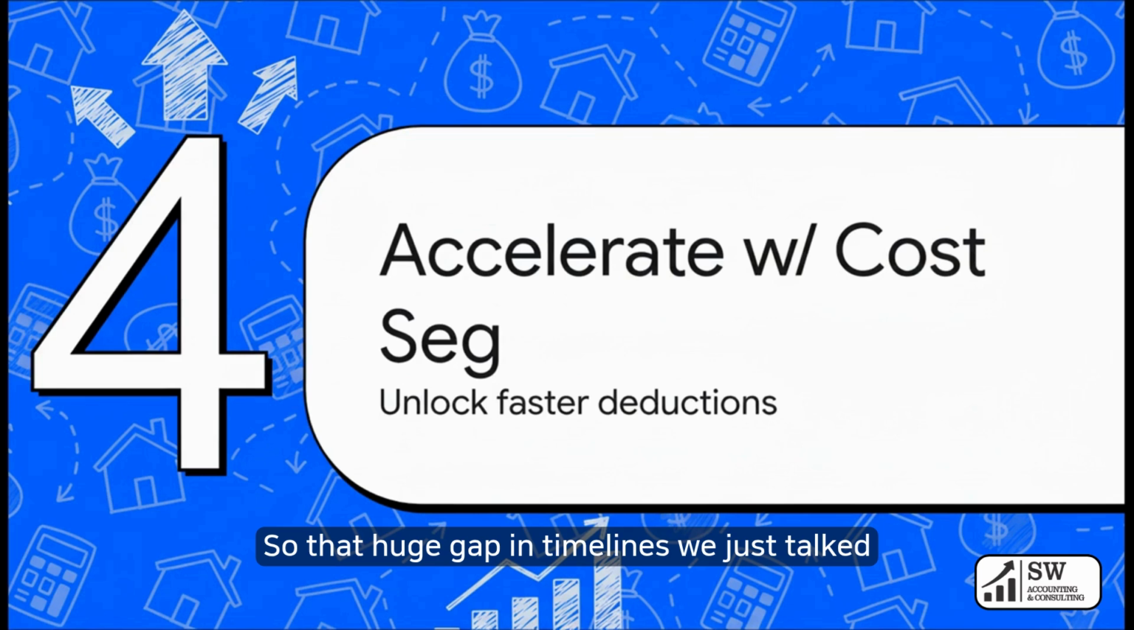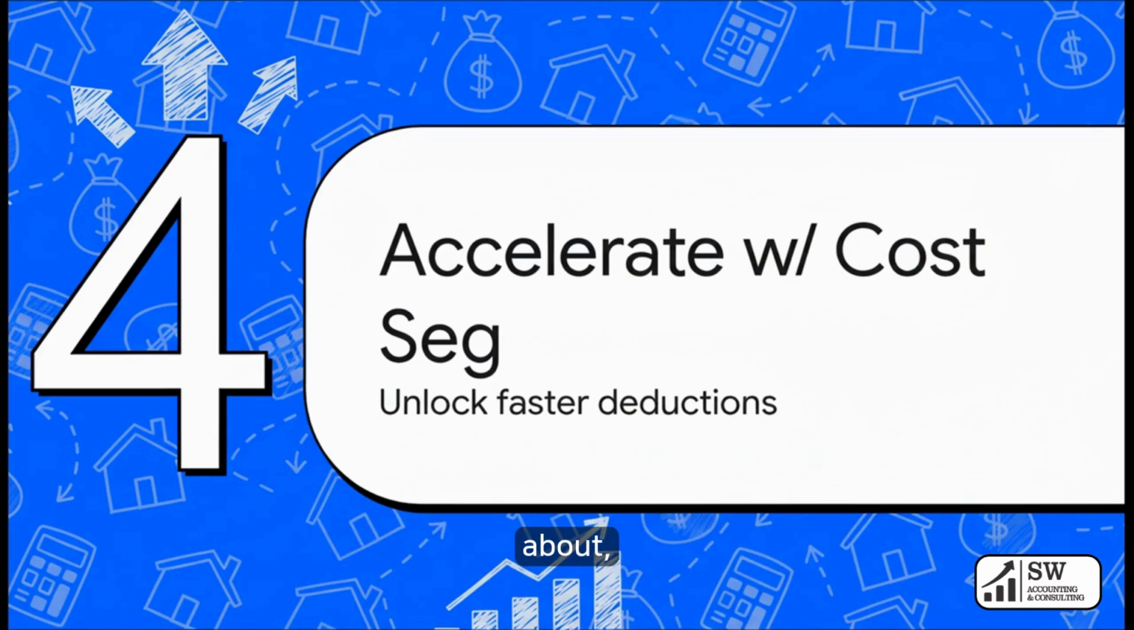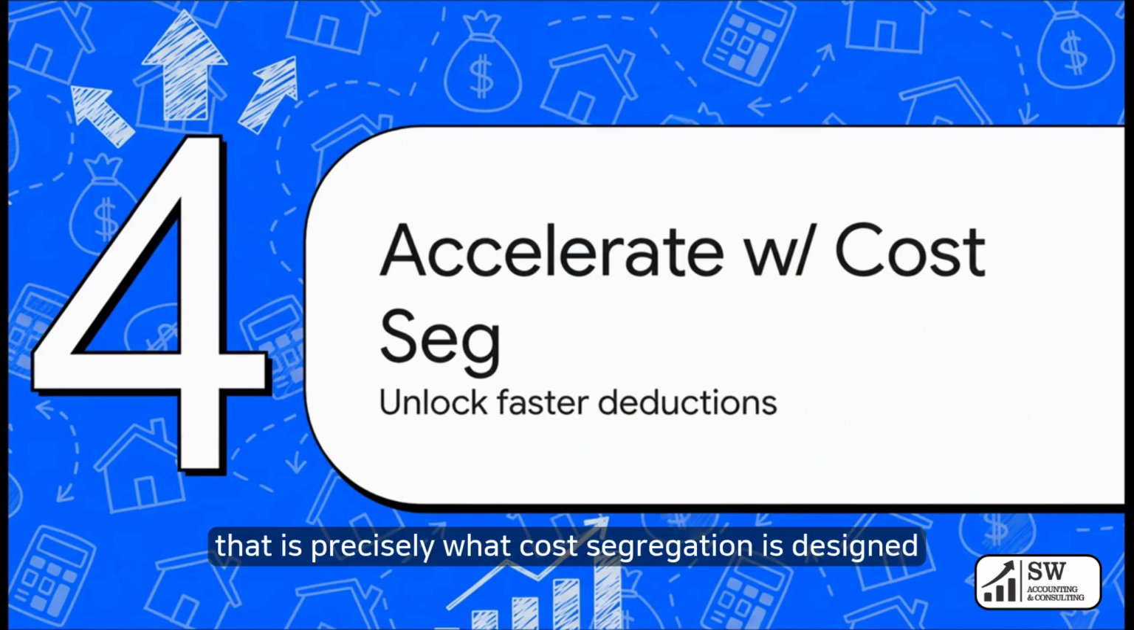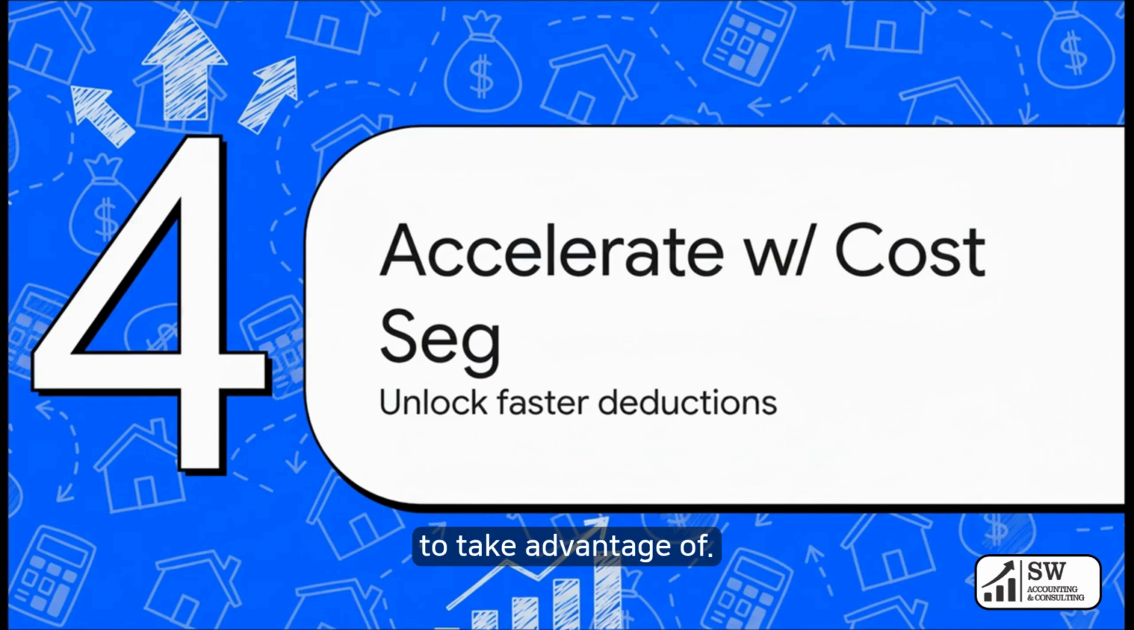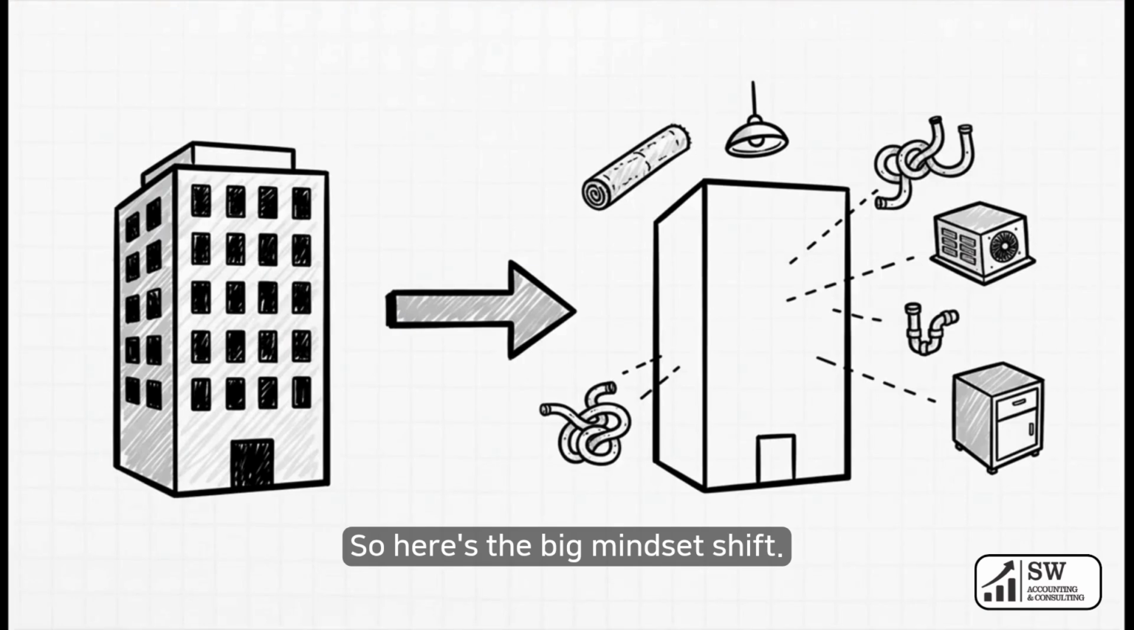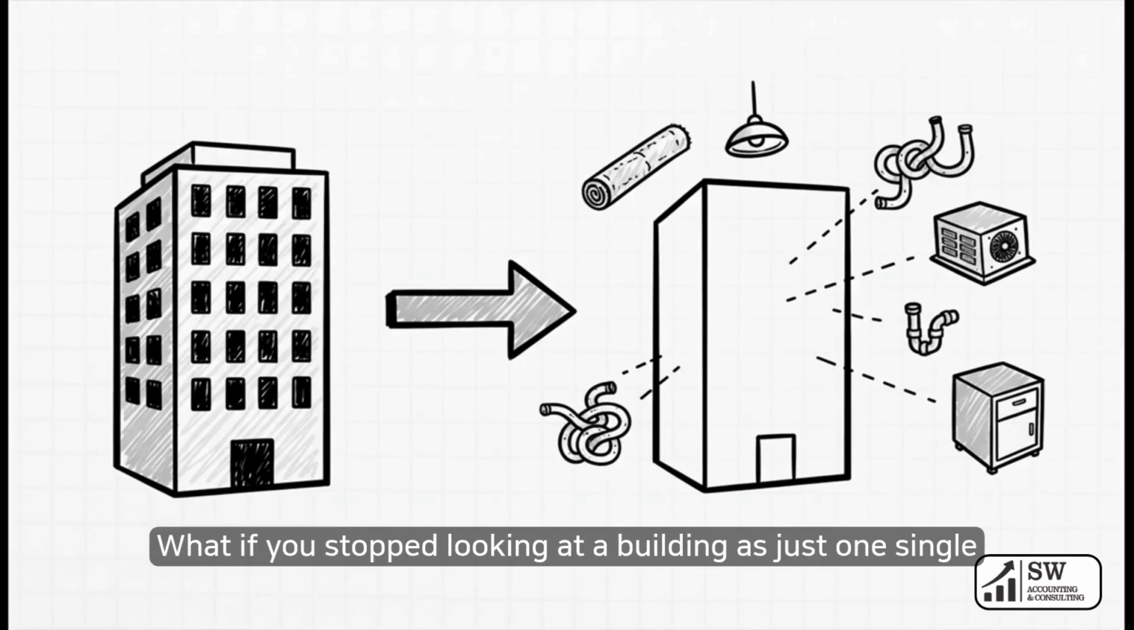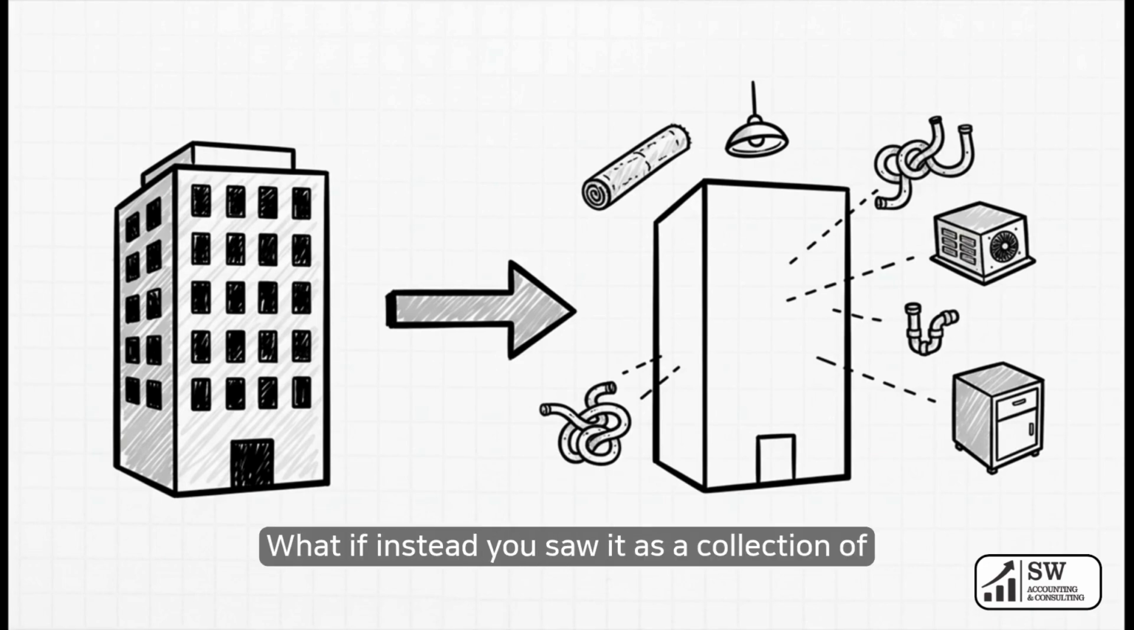Right. So that huge gap in timelines we just talked about is precisely what cost segregation is designed to take advantage of. This is how we speed things up, a lot. So here's the big mindset shift. What if you stopped looking at a building as just one single thing? What if instead you saw it as a collection of hundreds of smaller assets all put together? That's the core idea of cost segregation.